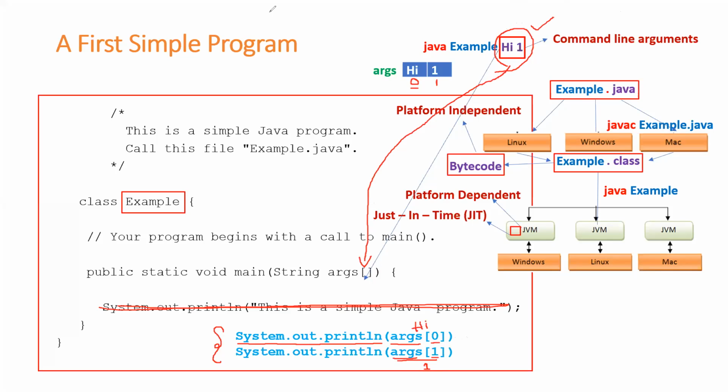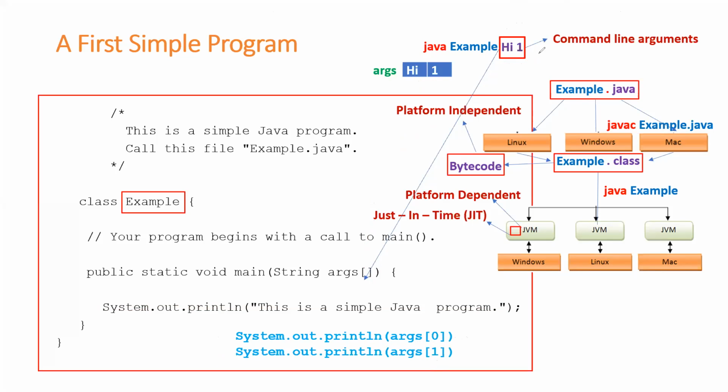See, students, actually there's no constraint. Let me clear my drawing. There's no constraint that I should pass only two arguments. I can pass n number of arguments. That is, I can pass hi, I can pass 1, I can pass good, I can pass 20.3. How many arguments am I passing? Hi is the first argument, this is second, this is third, this is fourth. Totally 4 command line arguments. Like that, we can pass n number of command line arguments. All these command line arguments are going to be stored in this array called ARGS.